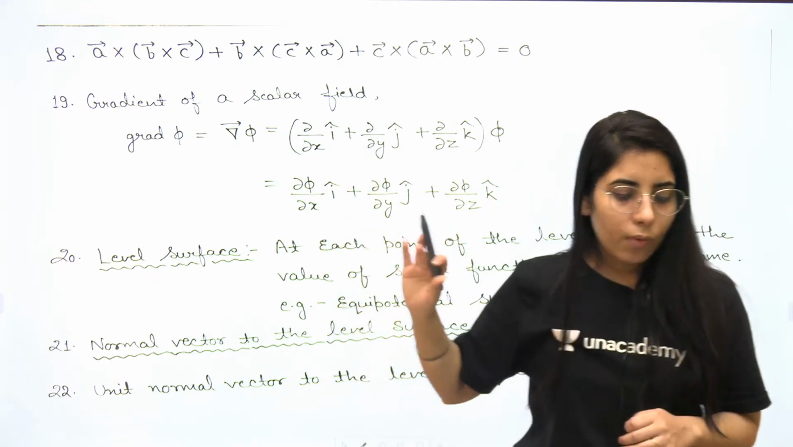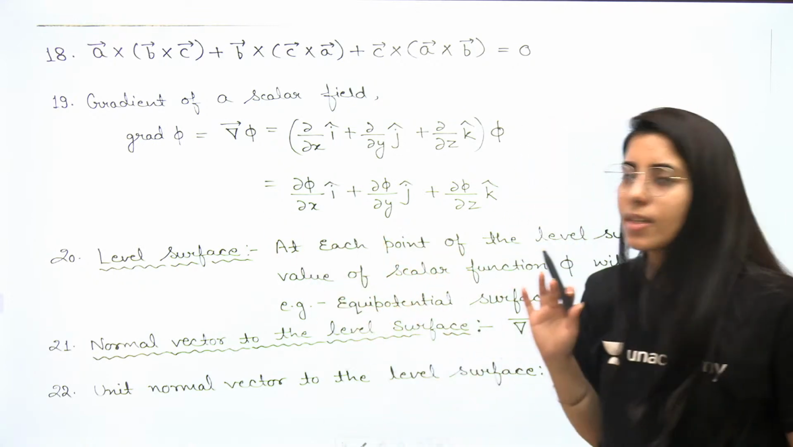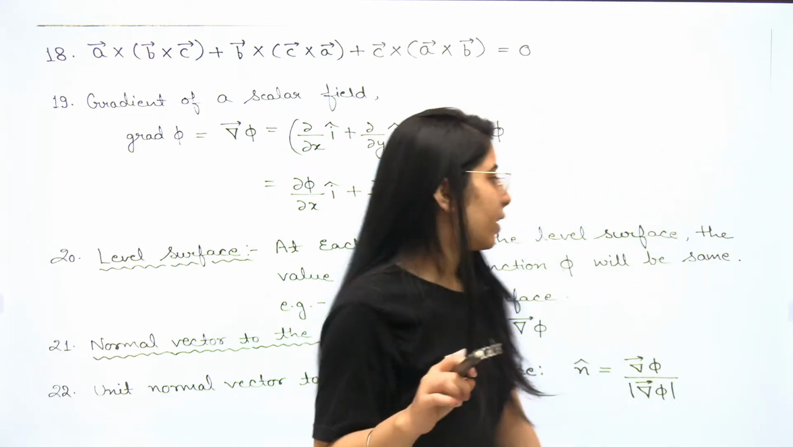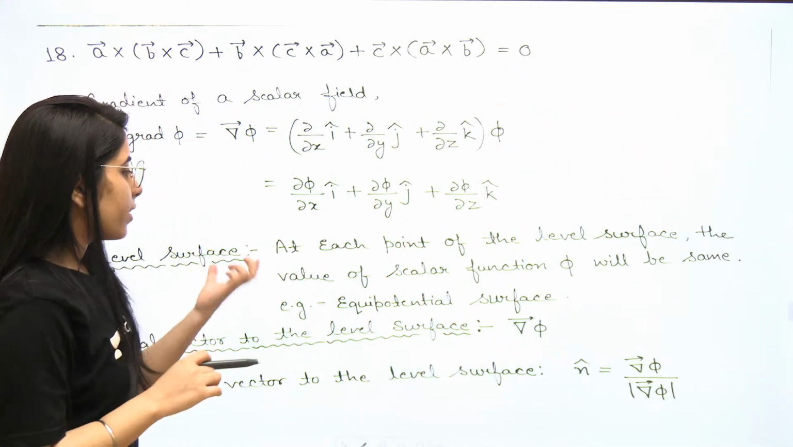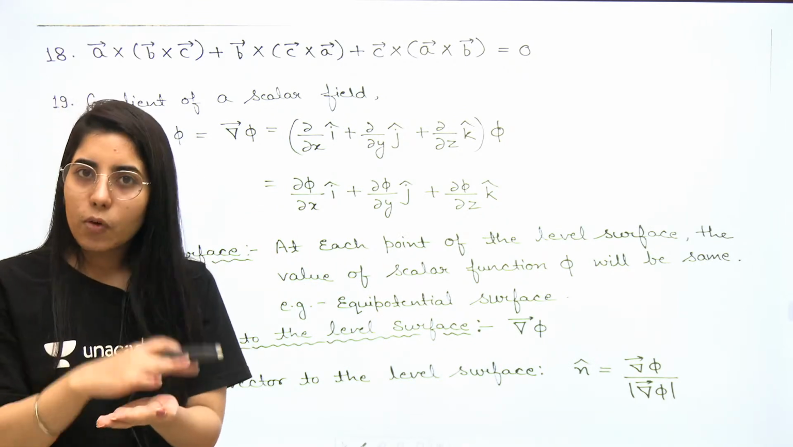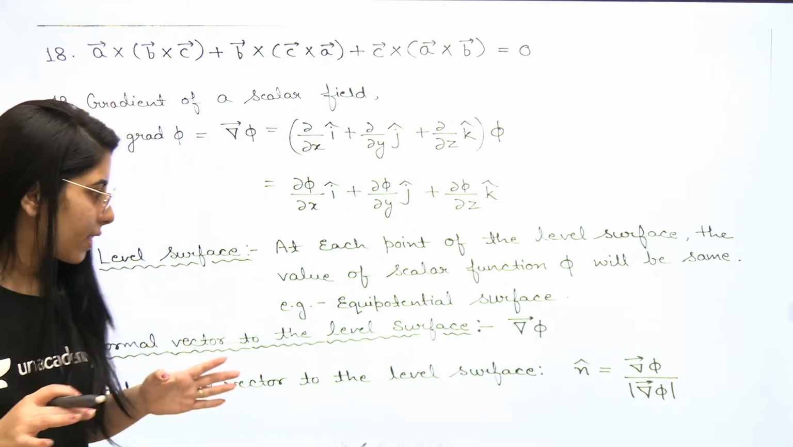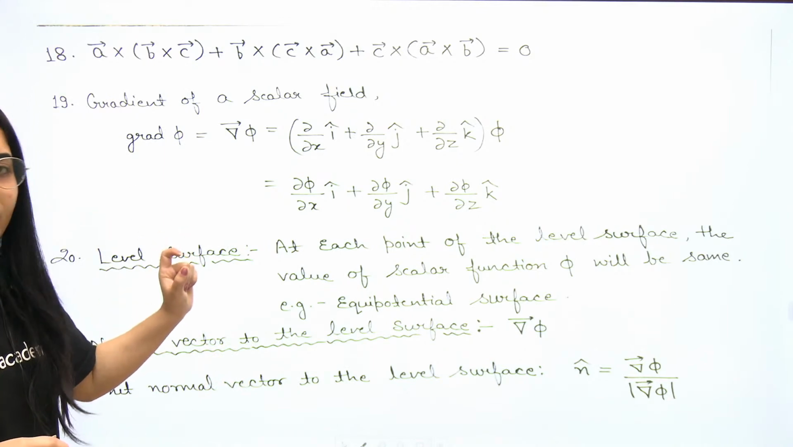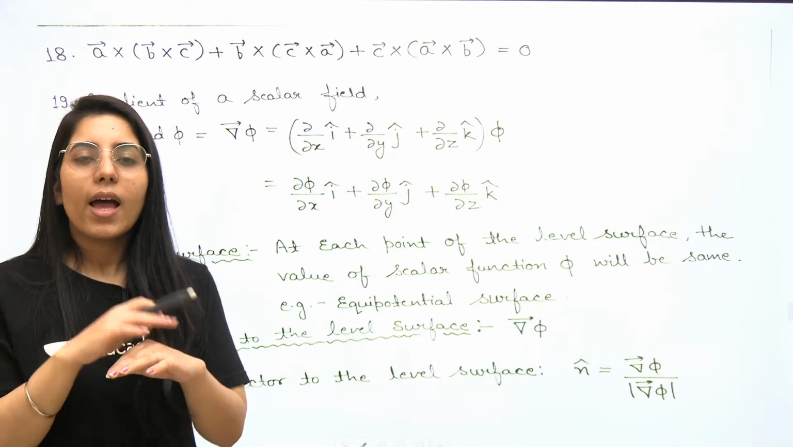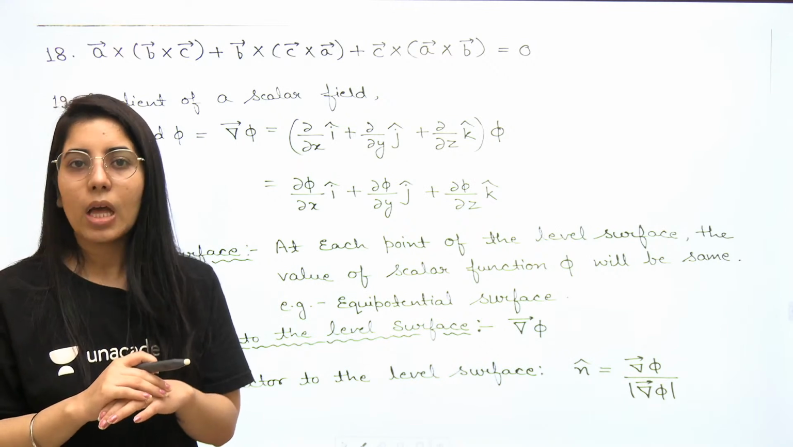After that, guys, if we are going to talk about the level surface, what is the level surface? See, at each point of the level surface, the value of the scalar function phi will be the same. So basically, if there is a surface where the value of any scalar function remains the same, that is going to be the level surface. Like you know about conductors. Conductors have an equipotential surface, that means the potential at all the points will be the same. Clear?